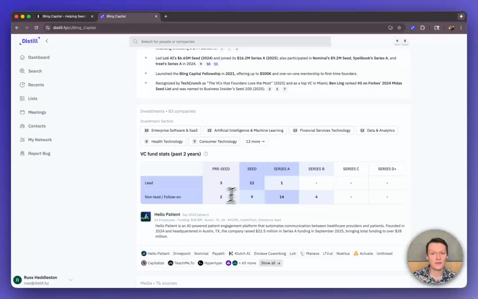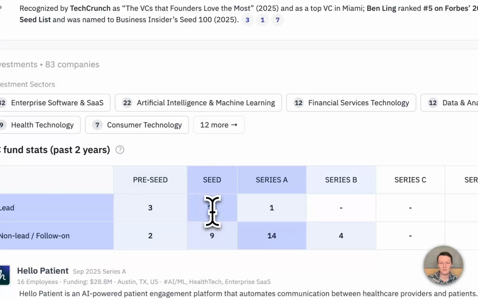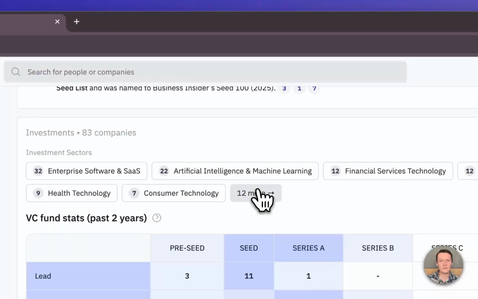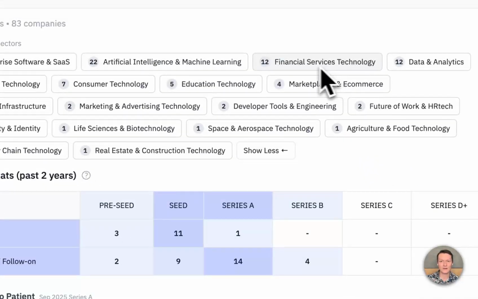Scrolling down, this is going to be the most interesting thing to see if they're a fit for you, because Distill will categorize investments they've made in the last 2 years by stage, and if they're the lead investor or it's a follow-on or they're a non-lead. And so here you can clearly see that Blink Capital does seed rounds. So if you're doing Series A, not so much. Pre-seed, maybe, but probably not.